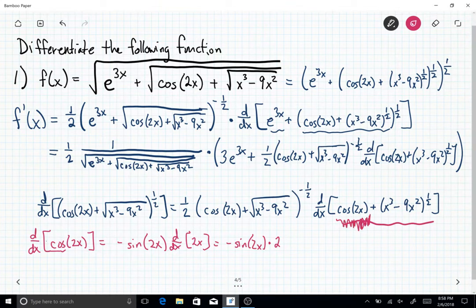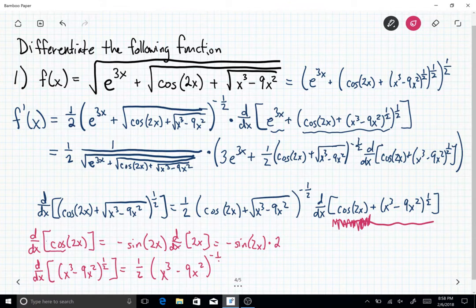Okay, so we're done with this first portion. Now we need to take the derivative of the second term. So you have x cubed minus 9x squared raised to the 1/2 power. Notice the outermost part is that 1/2 power, so you're left with 1/2, using the power rule, x cubed minus 9x squared raised to the 1/2 minus 1, which is negative 1/2 power. And then all that needs to be multiplied by the derivative of the inside.